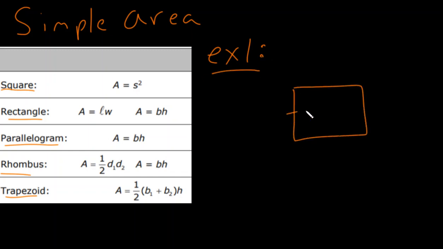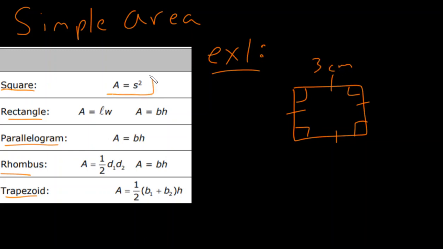Alright, so let's say we have a square. We know that all four sides are congruent. That's the definition of a square. We also know that all four angles of a square are congruent. They're all 90 degrees. Now let's say that here we had a side that was 3 centimeters long.